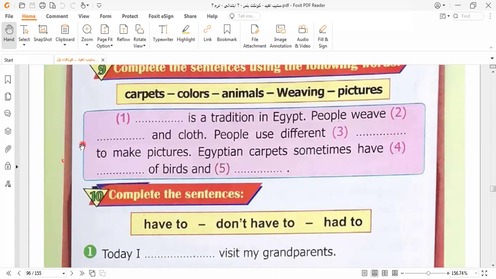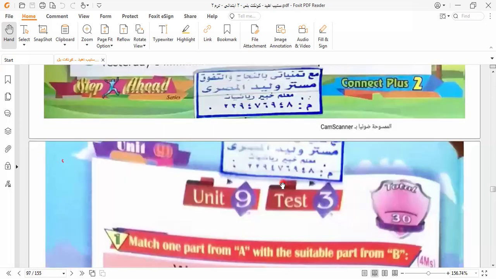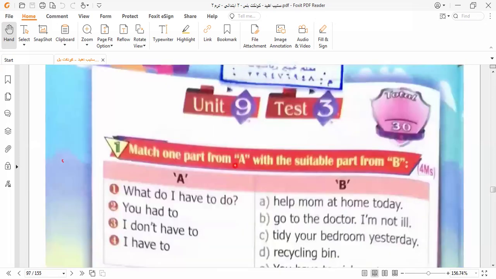What? Weaving is a tradition in Egypt. People weave with what? Carpets and clothes. People use different threads to make pictures, different colors. Egyptian carpets sometimes have pictures of what? Pictures of birds and animals. Okay, I will leave this to do as homework. Let's go to the task to end this unit today.